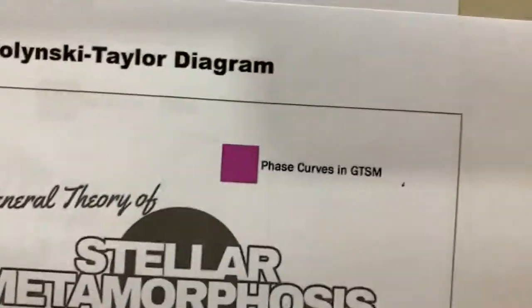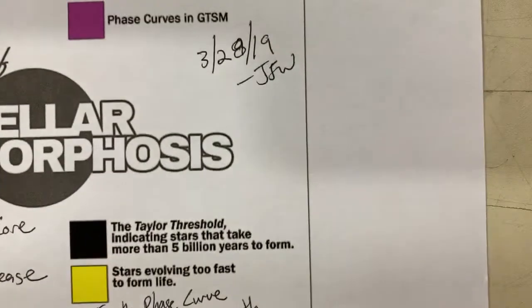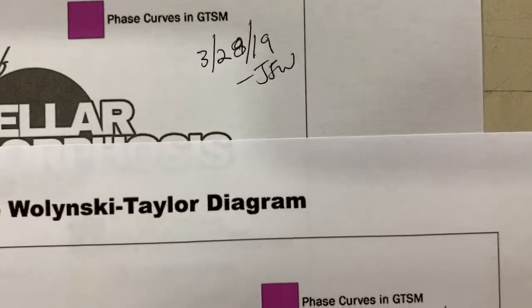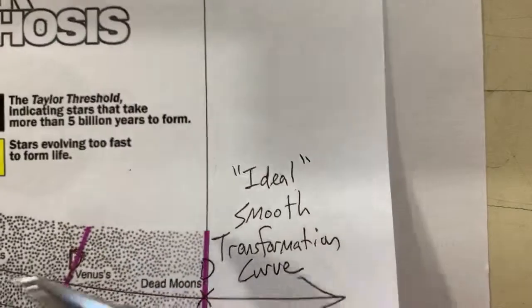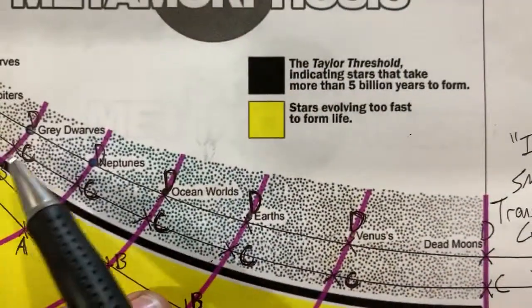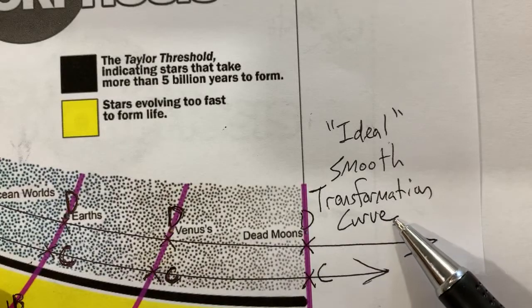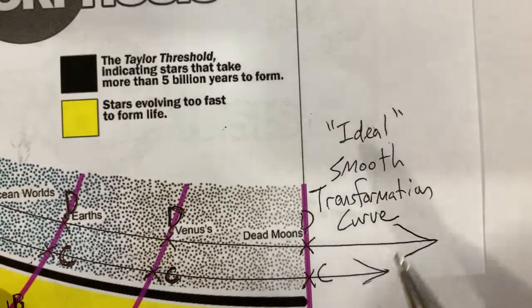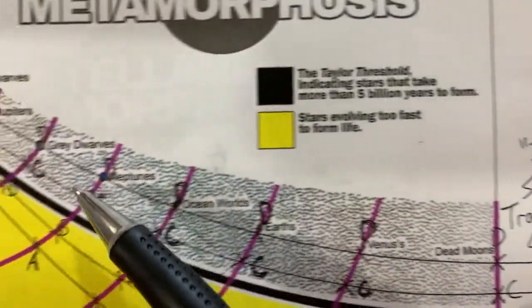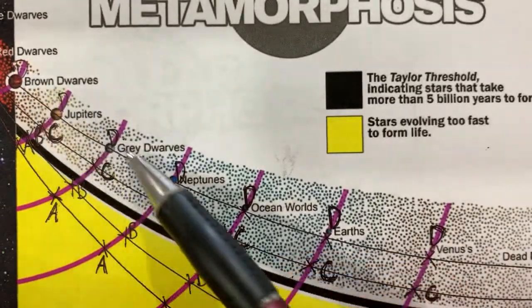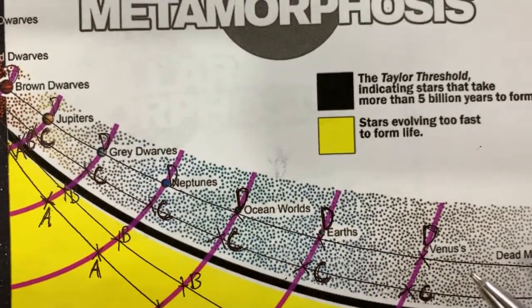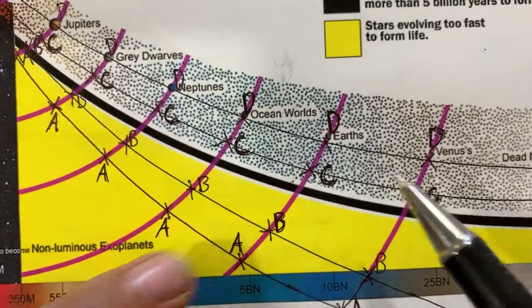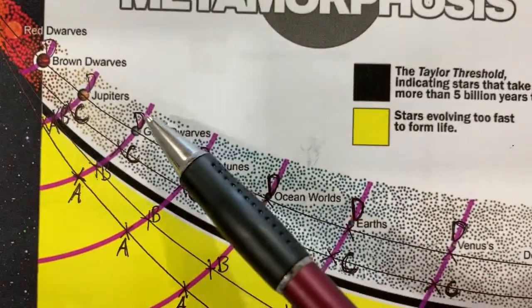what I would like to call, I have another page here. Did I write it down? No, I did not. Oh, wait, yeah, I did. I want to call the main line where a star moves down a transformation curve, just so we can communicate this idea. A transformation curve is the main curve that goes all the way down as the star evolves. And a transformation curve is not a phase curve.